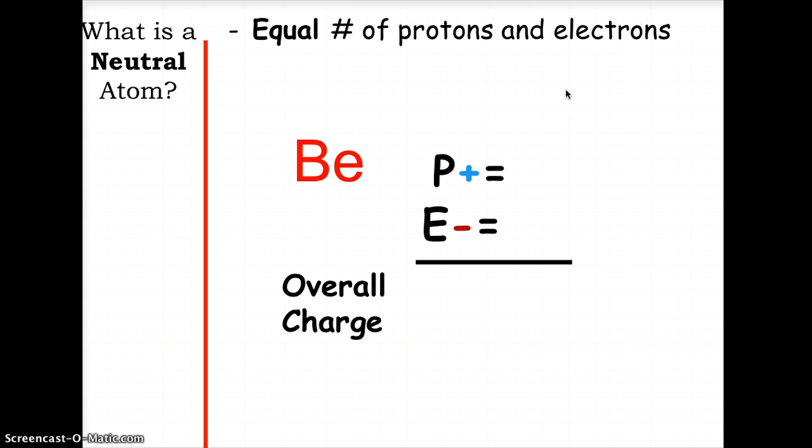So if we look at this beryllium as an example, you'll see that beryllium has 4 protons, it has 4 electrons, and if you take those 4 positive charges here with the 4 negative charges here, you'll see that overall there's no charge, there's just 0. It balances out. Okay. So remember, neutral atoms have no charge, they have the same number of protons and electrons.